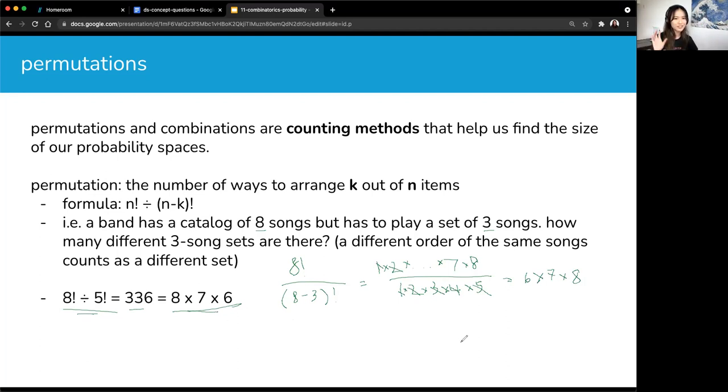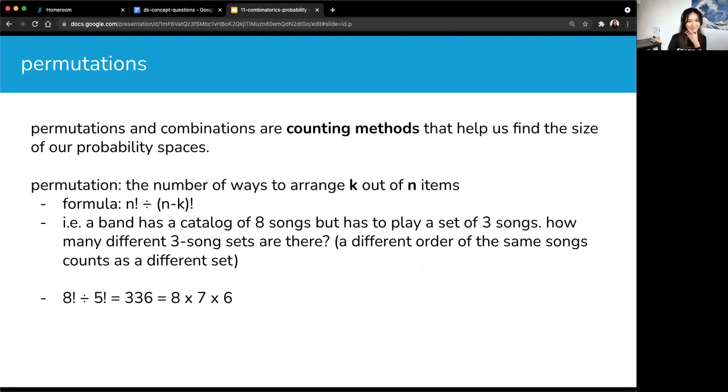So that's a quick way to think of factorials if it is easier for you to think of it that way. So remember that permutation is used when you want to think of the number of ways to arrange k out of n items. So not every item is being used. The difference between this and our last example is every item was being used. If we're thinking of the number of 8 set songs that we can do, it would be 8 factorial. Okay, any questions before we talk about the next one?